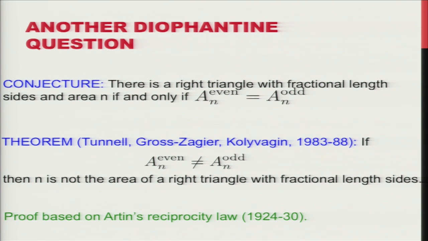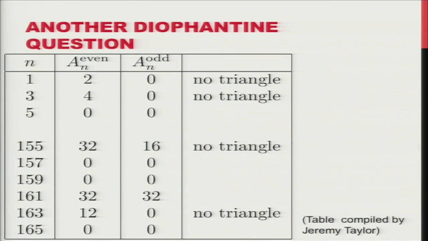And again, their proof was based on a reciprocity law. It was based on Artin's reciprocity law from the first half of the 20th century. In fact, this happens to be an abelian reciprocity law, in the sort of ubiquity of reciprocity laws in Diophantine equations. So here are some examples. For instance, if n equals 1, A_n even is 2, A_n odd is 0. So we know by Kolyvagin's theorem that there's no such triangle. That's not news. In fact, that was proved by Fermat in about 1640.